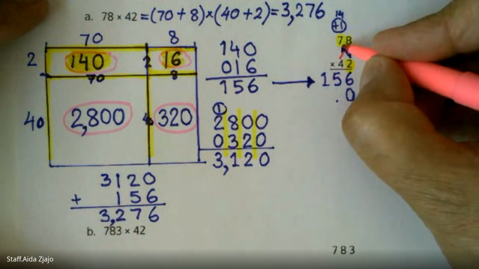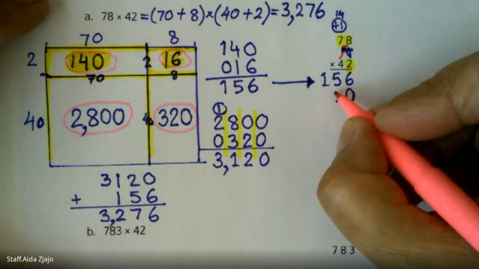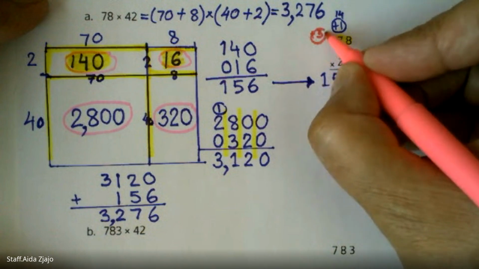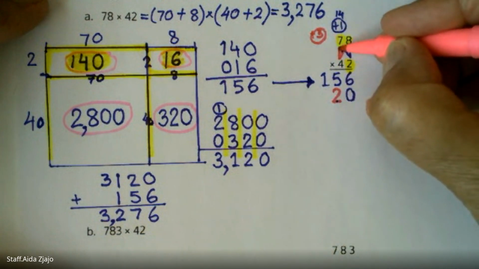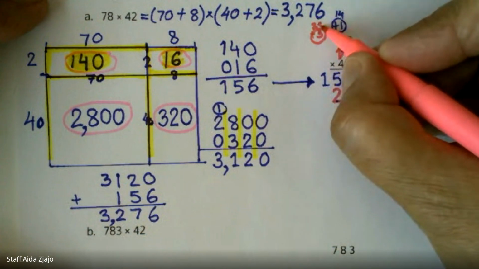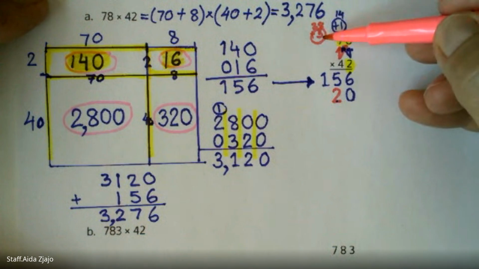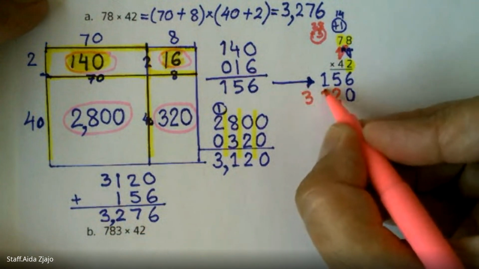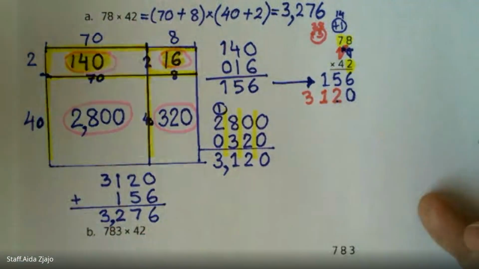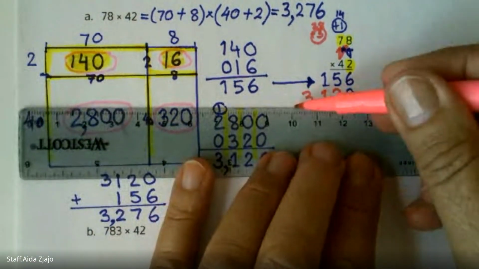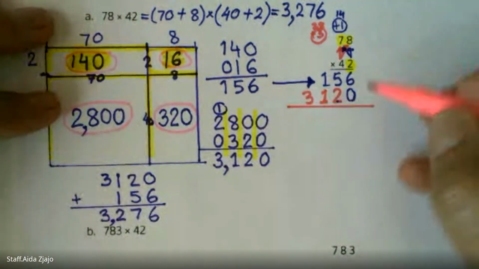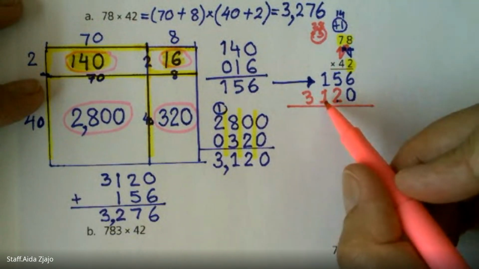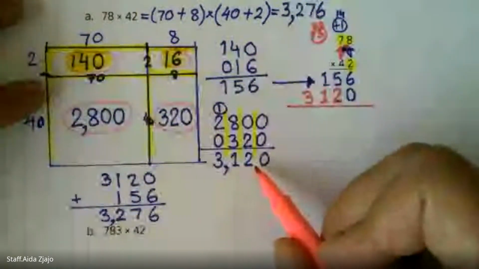Now I'm going to do 4 times 8. 4 times 8 is 32. 2, I remember 3. And then I'm going to do 4 times 7 is 28. 28 and 3 would be 31. And that is exactly what I got in the partial product. 40 times 78 is 3,120.